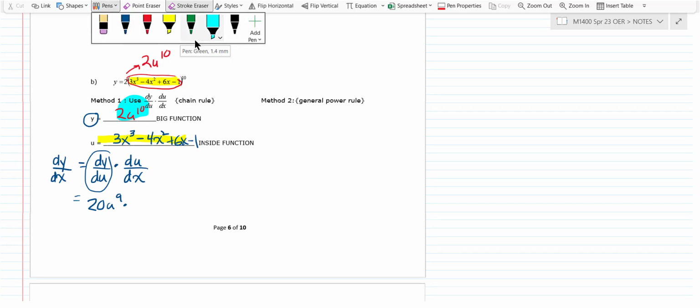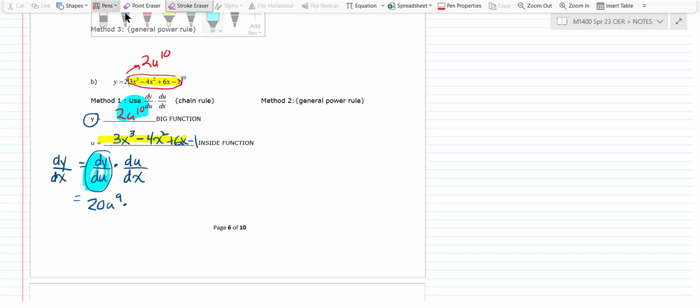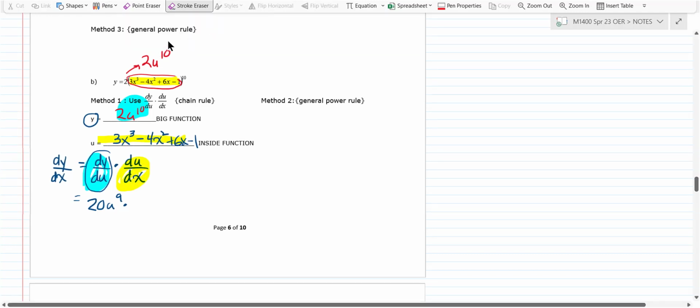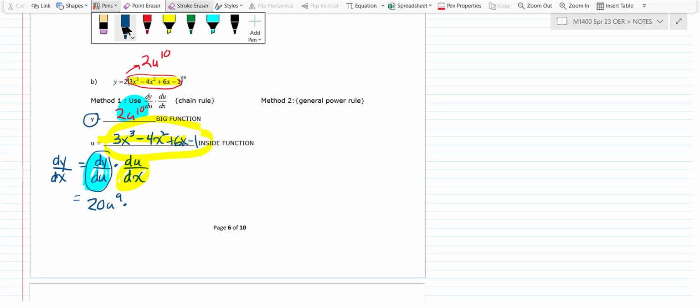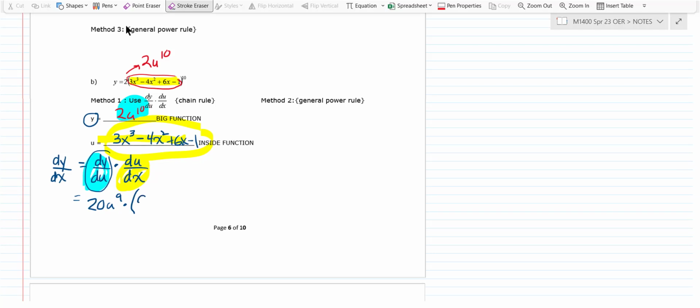And then what we do is we do du over dx. Okay, I'll highlight that in yellow. So what's the derivative of 3x to the third minus 4x squared plus 6x minus 1? And the class enthusiastically responds, okay, 9x to the second minus 8x plus 6. That's it. Okay, good. So you can do that in your head. So that is going to be 9x to the second minus 8x plus 6. That's how you do the chain rule.